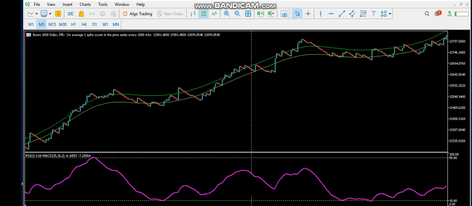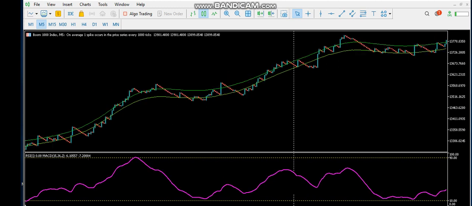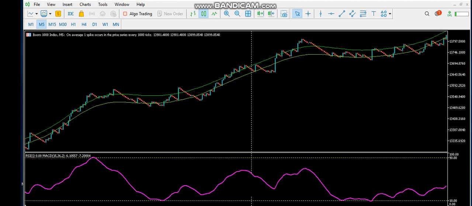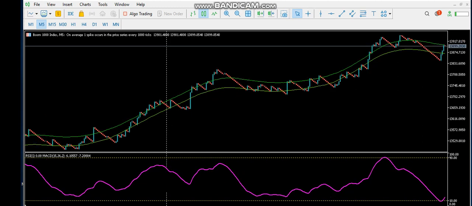Now, this is Boom 1000 on a 5-minute time frame. So whenever you see that your MACD touches your RSI, expect to take a trade down to the lower Impress Magic Band. Expect to take a trade down to the lower Magic Band.